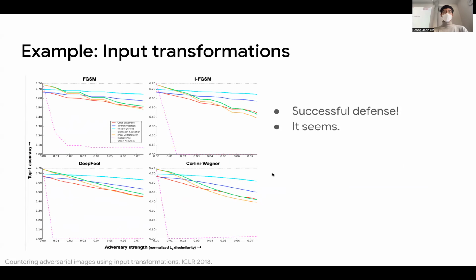And if you just measure the ability of FGSM and other attack methods of attacking these kind of images, you do have quite a bit of defense, a good level of defense. So here, this purple or pink line is the no defense case. And this dotted line here is clean accuracy. So you see that after doing all these transformations here, your accuracy does not drop too much. So yeah, it looks like a successful defense, it seems.